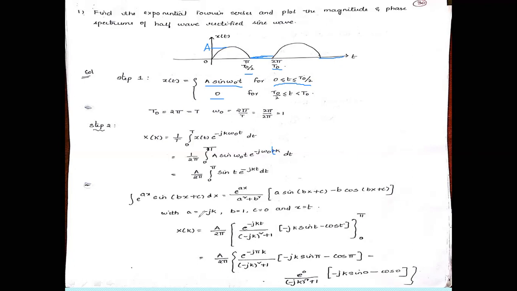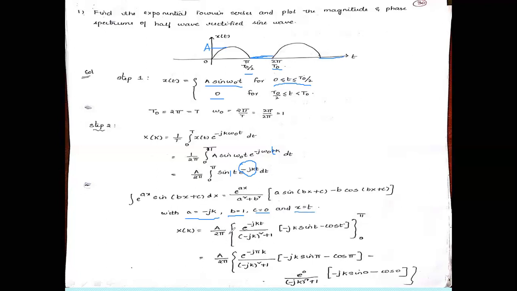See, what is the a here? You observe e power ax. Here the t, and here it is ax. So a is minus jk, and what is b? Where x is there, the b value is 1. So instead of x here, the t is there, and b is equal to 1. And there is no c, c is 0. Instead of x here, we are taking the t, x is equal to t.